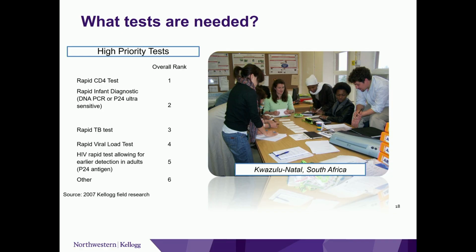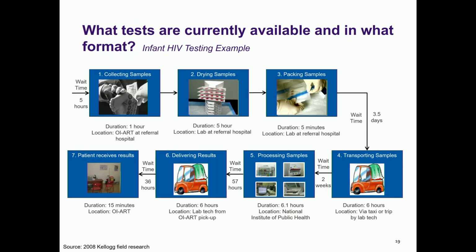So what tests are needed? Get them to rank them. What tests are currently available in what format? It's really important that you understand the geography that you're thinking about entering and what's currently available. Map out the flow of the sample all the way to the result. Who are the different people that this test gets handed off to? This is an example of a central lab-based system in Zambia that was part of that trip that I met Rebecca on.